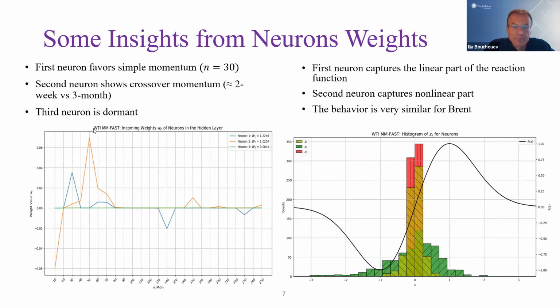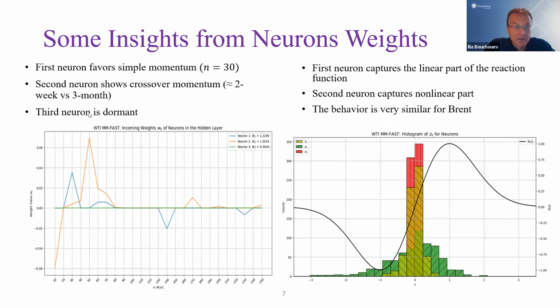The second one captures more of a crossover momentum. So you see that big peak here is around 50, 60, 70 day. So roughly it's a 3 months momentum. So it's more like a medium-term momentum. But this one is smoothed because you have an offsetting weight on a very short 10-day moving average. So effectively, you can think about the second neuron as capturing 2-week versus 3 months moving average crossover.